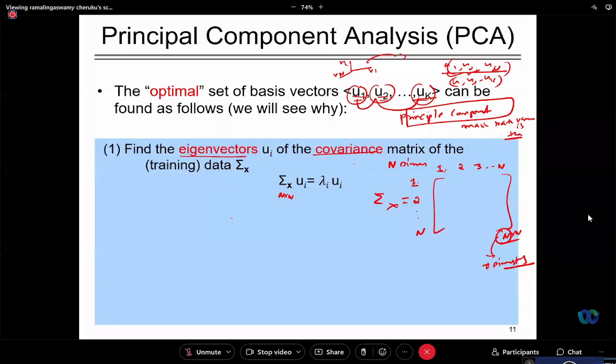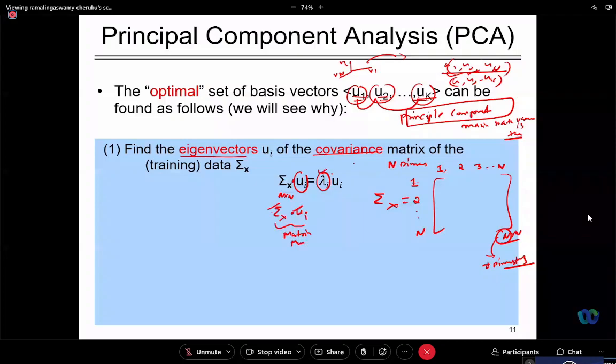And what is this ui? Ui is a basis vector, also called a principal component, and this is lambda into ui. What does that mean? For which value do you have to multiply, this is a matrix multiplication. So sigma x dot ui. It's a matrix multiplication. Please note, this is a matrix, and this is a scalar, and this is a matrix.